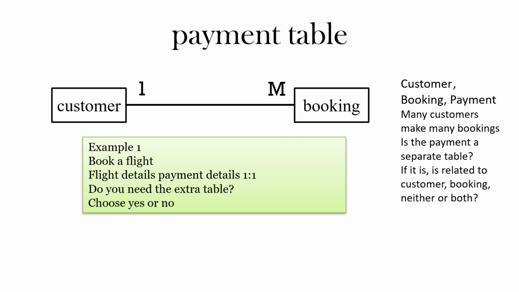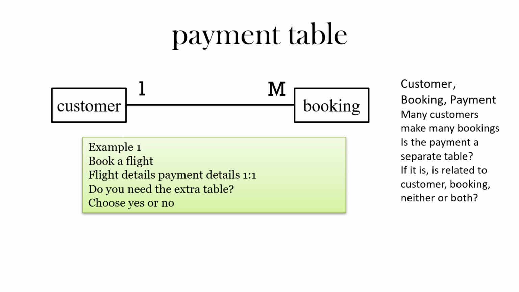So here we've got a payment table. So we've got customer and booking, and on the side you can see many customers make many bookings. Is the payment a separate table? If it is, is it related to customer, booking, neither, or both?